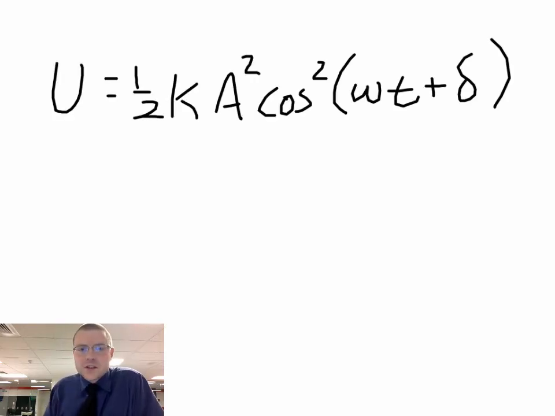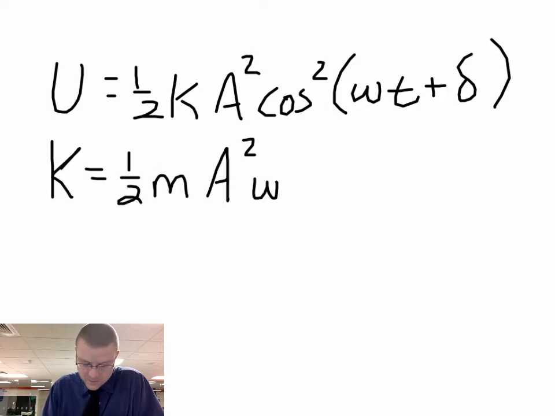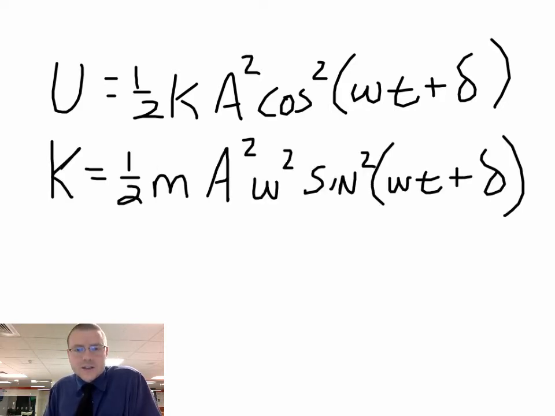So there's my potential energy equation. I had to square my x value, so that's amplitude squared cosine squared omega t. Let's do it for the kinetic energy. So there's your kinetic energy for the mass that is moving through this mass spring system. So it's 1/2 m A squared omega squared sine squared omega t.